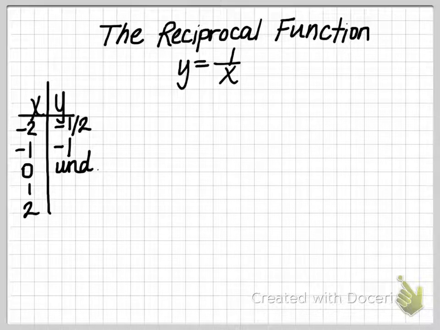Substituting in 1, 1 divided by 1 gives us 1, and 1 divided by 2 will give us 1/2. So you can see here the nature of these values. What I substitute in for x, I get out the reciprocal, hence the name the reciprocal function. So let's begin with these values and graph what we have so far.